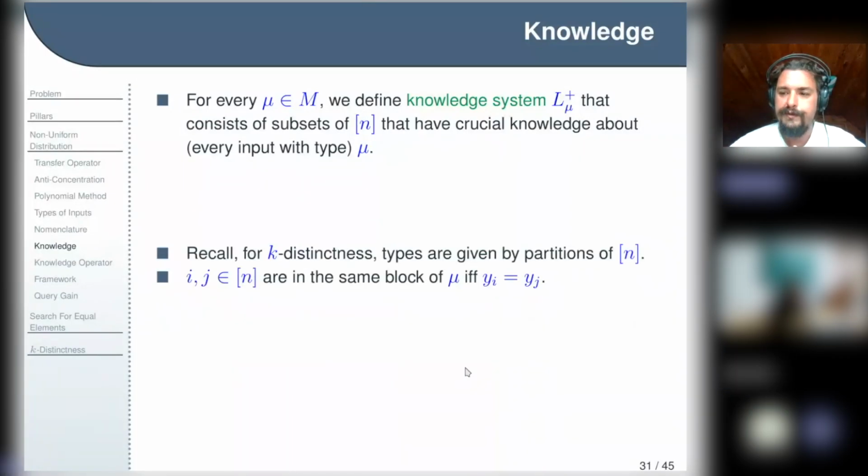Sorry, can I ask something? Yeah, sure, of course. I think everything depends very closely on this type mu. Can you say a little bit more about how you are deciding this type in your problem?